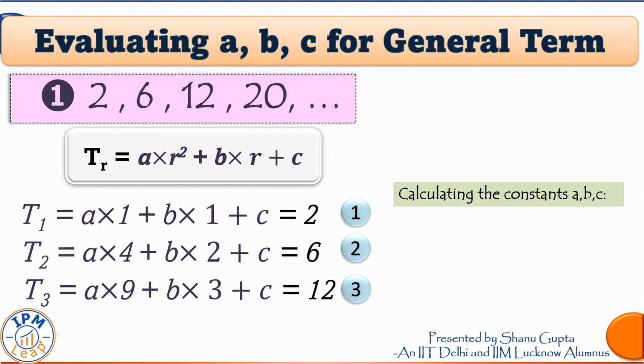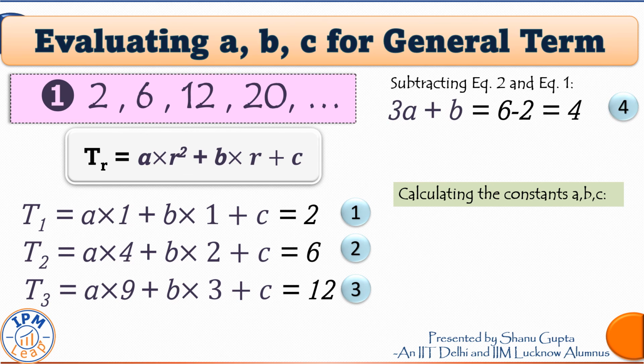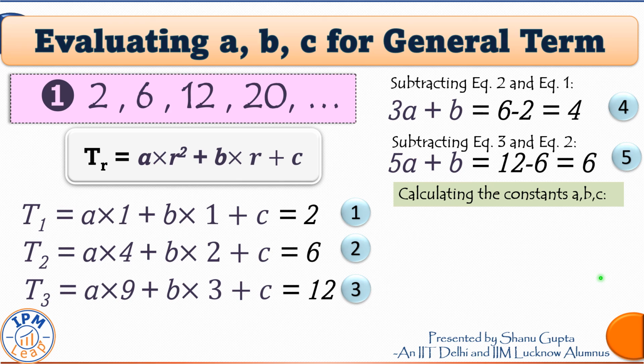All you have to do is first subtract equation 2 and equation 1. You will get 3a plus b is equal to 6 minus 2, which is equal to 4. Let's call it the fourth equation. And on subtracting equation 3 and equation 2, we get 5a plus b is equal to 12 minus 6 is equal to 6. Let's call it equation 5.